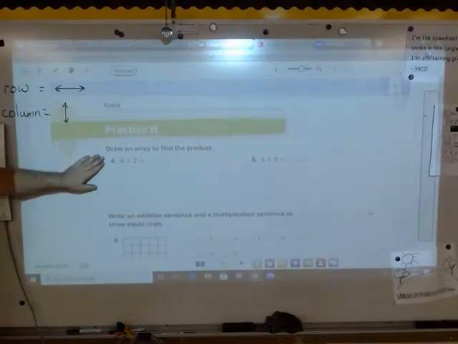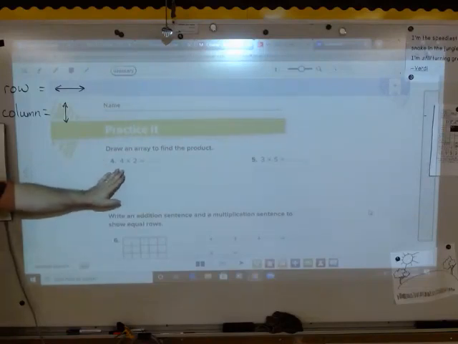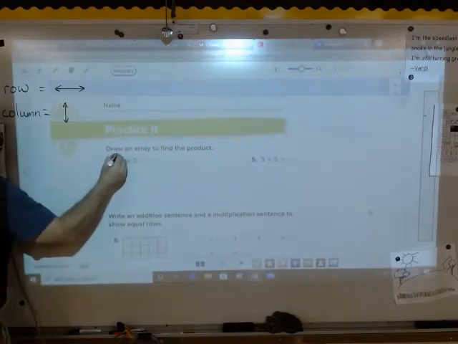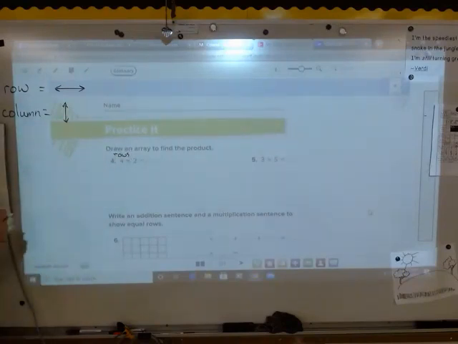Okay. On this page, this is going to be similar to your assignment. So we're going to go through this really quick so I can give you some assignment time. It should be fairly simple if you just kind of take it easy and think about it. Draw an array to find the product. Remember, I said I want the first number to be the number of rows. So 4 times 2, I have to draw an array for 4 times 2. So I need 4 rows with 2 in each row.